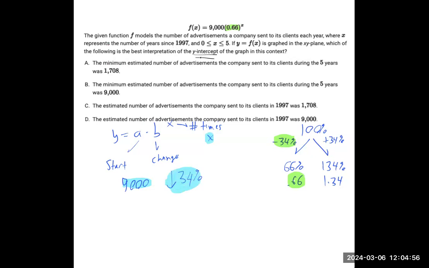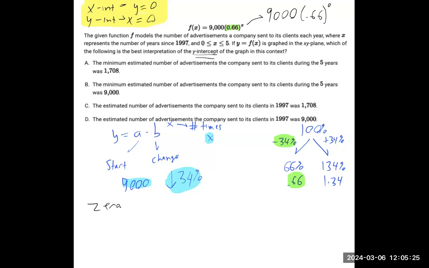They're dropping that critical code word y-intercept. And the x-intercept is the idea that y equals 0. The y-intercept is the idea that x equals 0, a super important and super common rule on the SAT. So when they tell us y-intercept, they're telling us make the x 0. So if we do that, we'll get 9,000 times 0.66 to the 0.